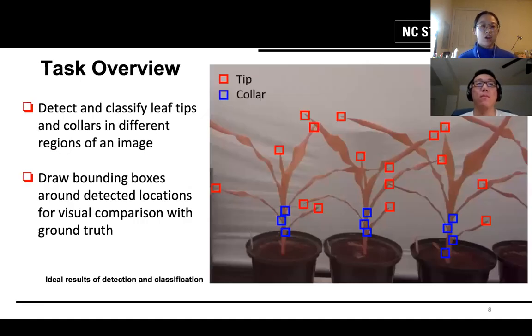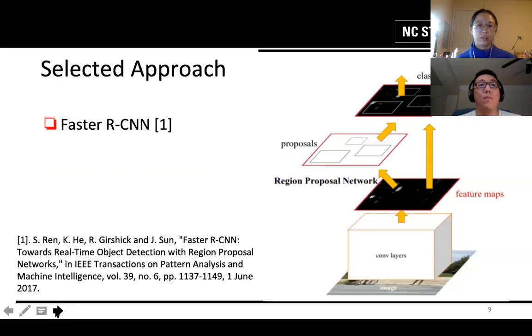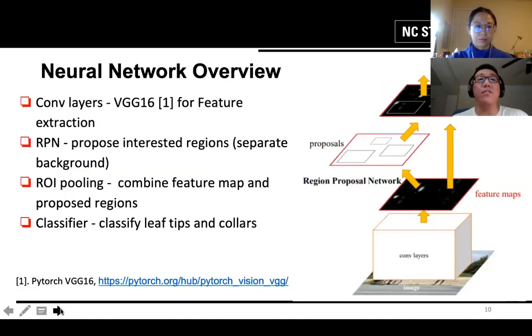So our task is not only to detect and classify the leaf tips and colors in different regions of the image, we also need to draw the bounding boxes around the detected locations to have a visual comparison with the ground truth, and we don't know how many will exist in a particular image. Our selected approach is called Faster R-CNN, which is a commonly used method for object detection using a region proposal network. And continuing to the next slide, it shows a general overview of the entire network structure.